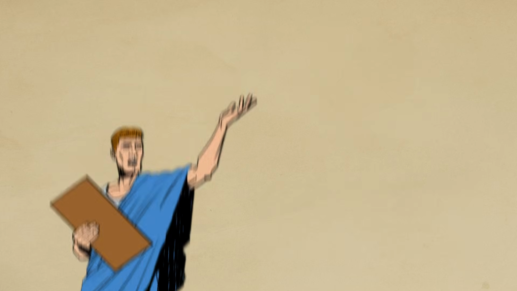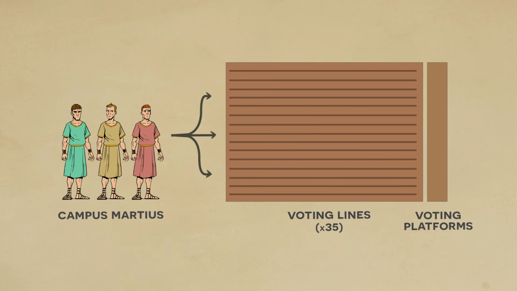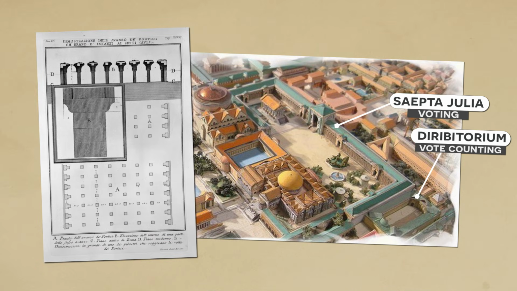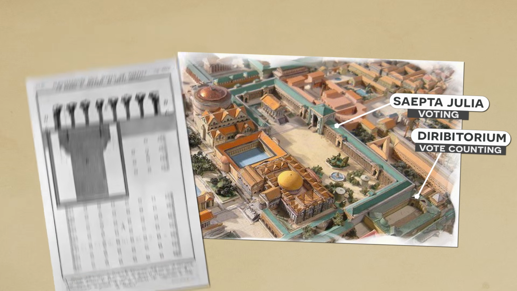Once the candidates were all announced, the voters would enter a temporary structure which had been erected to help organize the process. It basically just included voting platforms at one end and a means to divide the voters leading up to it. Julius Caesar had planned the construction of a permanent structure called the Saepta Julia, which was eventually completed by Agrippa under the reign of Augustus. The structure is still around today and has served as the basis for modern reconstructions of the voting process.